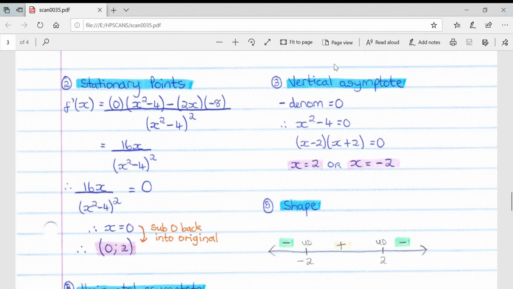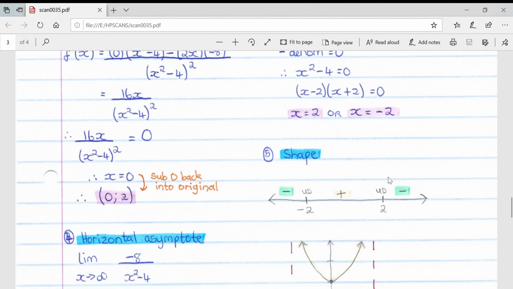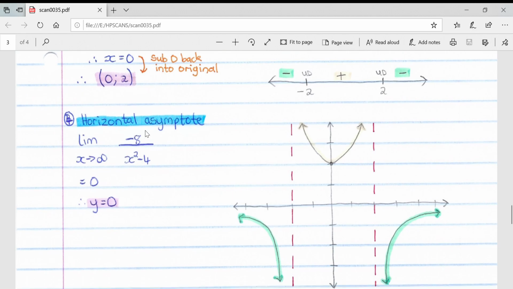Then we look at our vertical asymptotes, obviously where your denominator is equal to 0. So we take our denominator of x squared minus 4, make it equal to 0, and we find vertical asymptotes at both x equals 2 and x equals minus 2. Then for our horizontal asymptote, we take the limit as x goes to infinity, and we eventually work that out to be 0. So we have a horizontal asymptote at y equals 0.